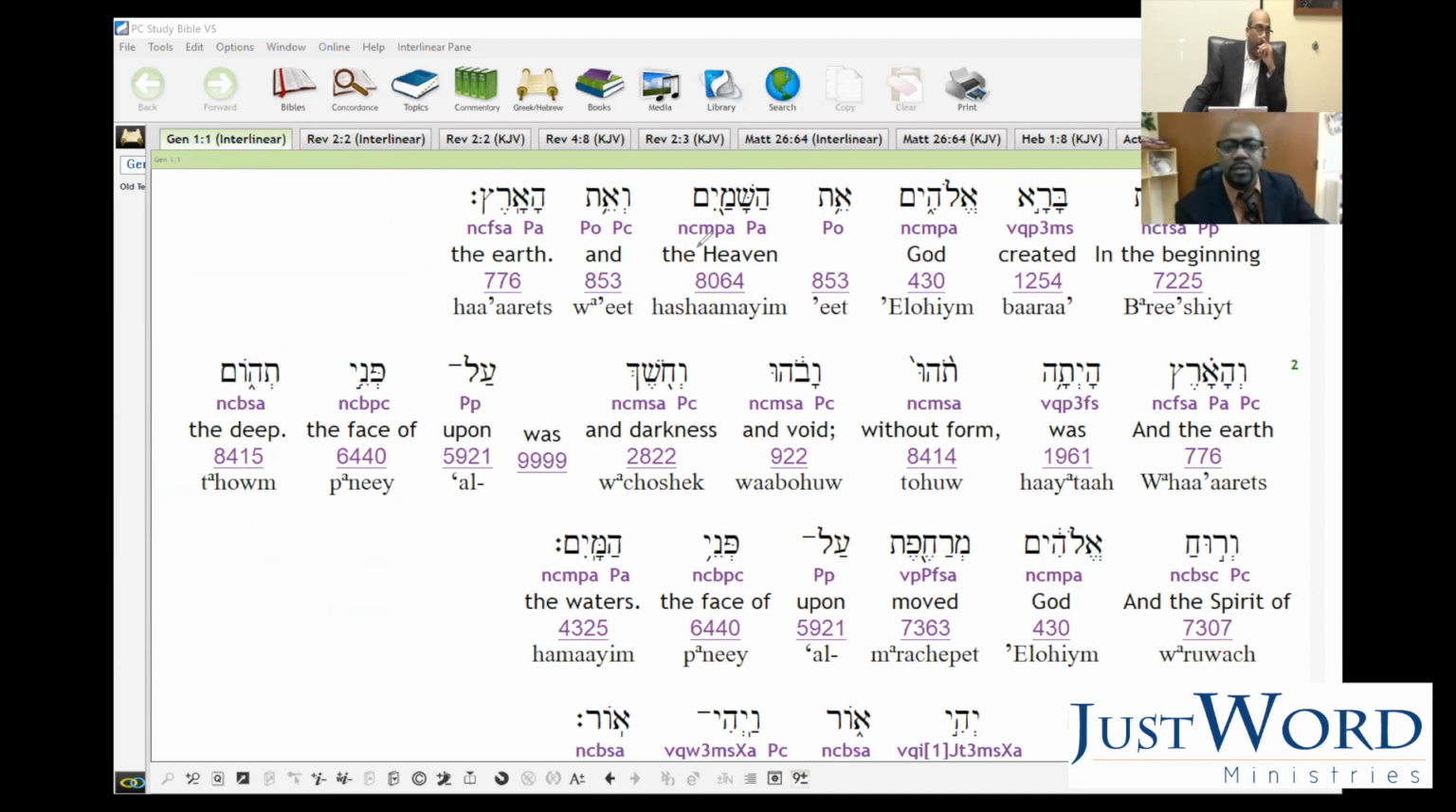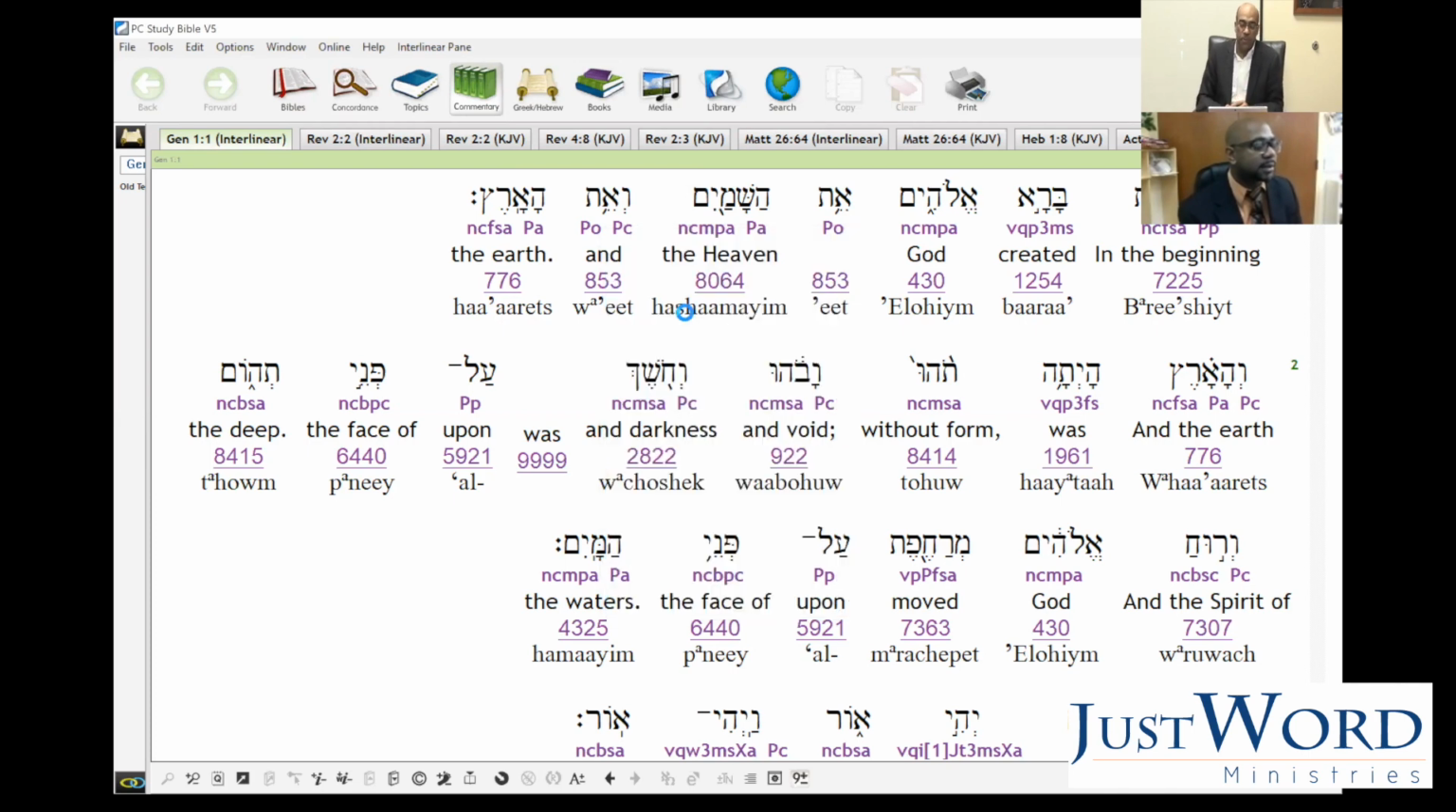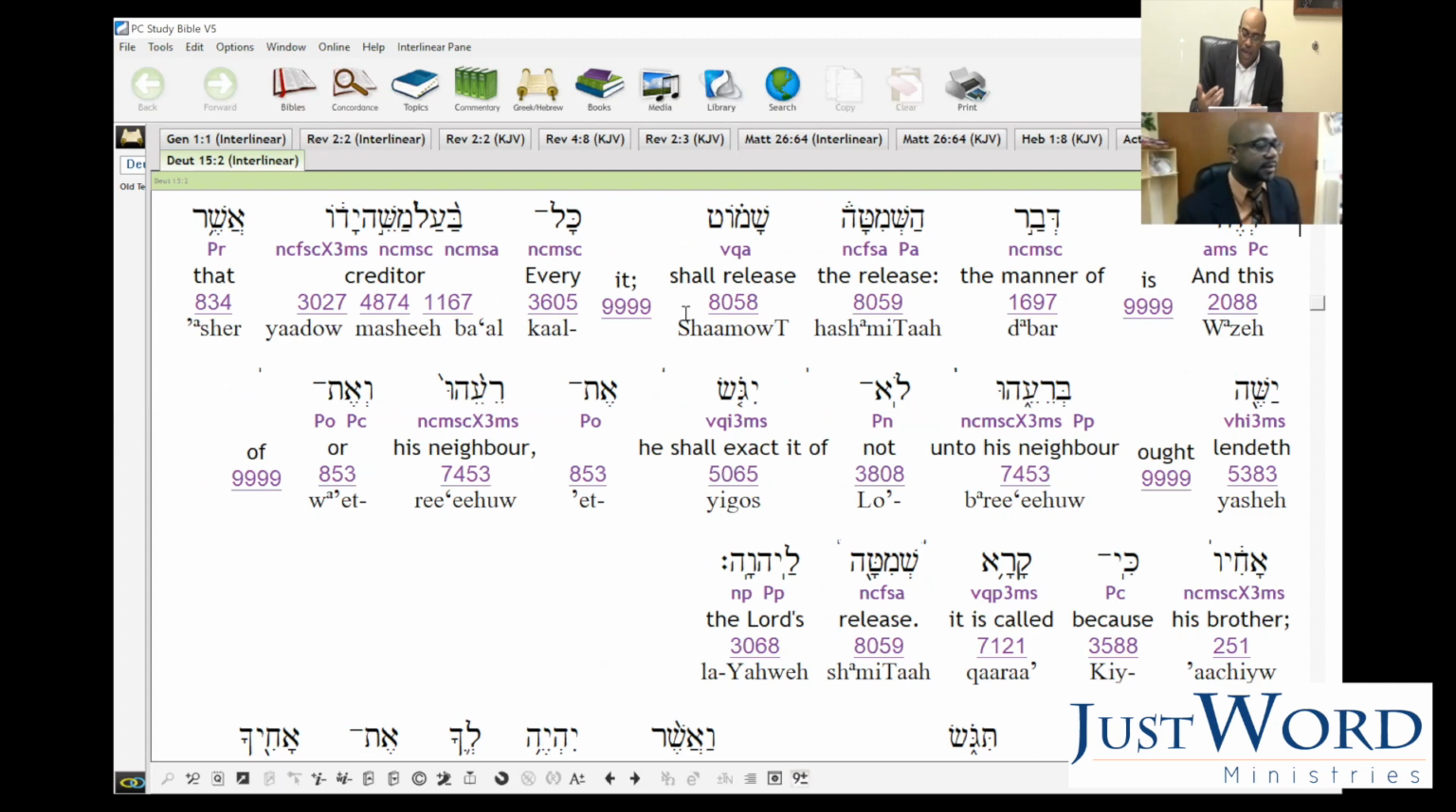Let's go to another passage of scripture. We're going to go to Deuteronomy 15, verse number 2. Here's another word that is a feast. Those who have tuned in before know, a figure, example, pattern, shadow of the New Testament. This word that I want to look at is right here, called the release.